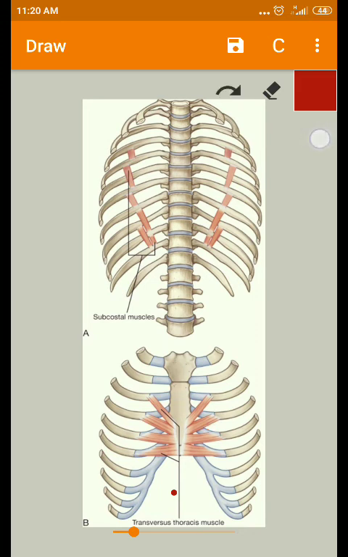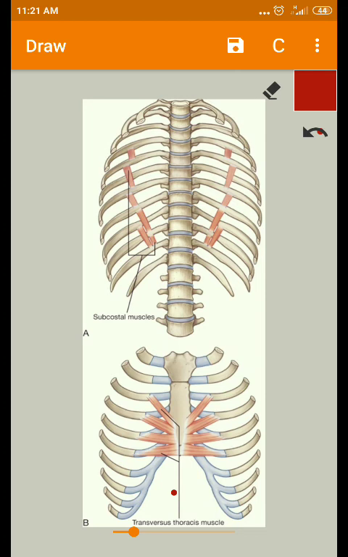Now we will see the attachments. It originates from the lower one third of the posterior surface of the body and the xiphoid process of the sternum. So the lower one third of the body as well as the xiphoid process gives origin to the sternocostalis muscle. It is attached to the sternum as well as the ribs, so it is called sternocostalis.